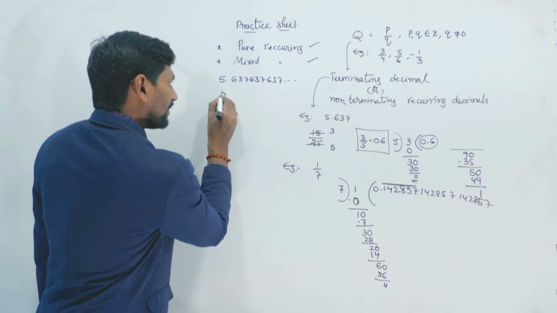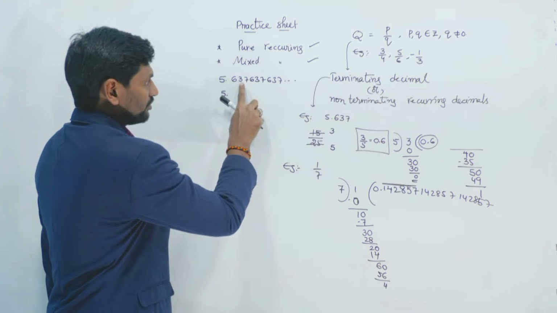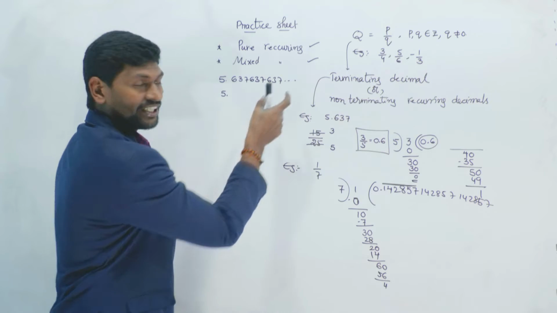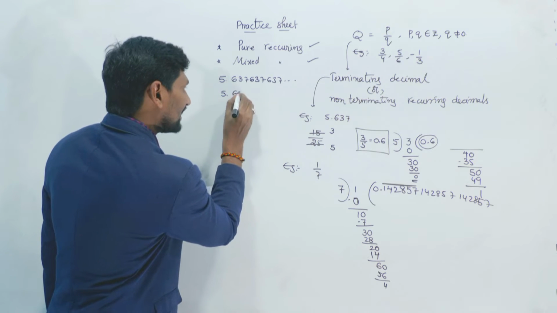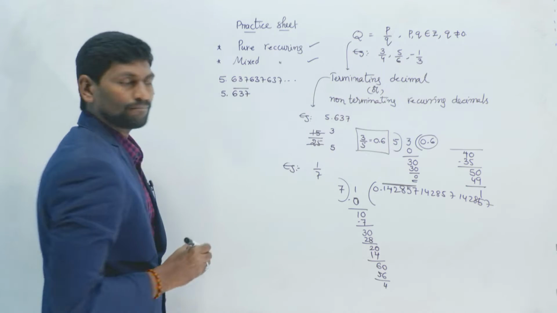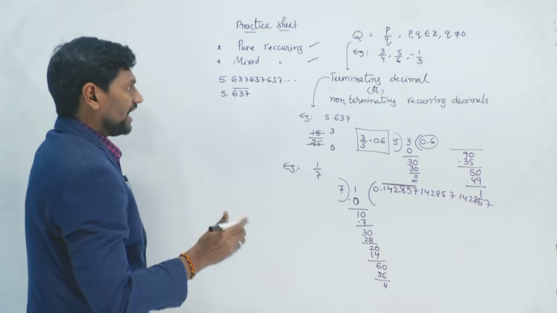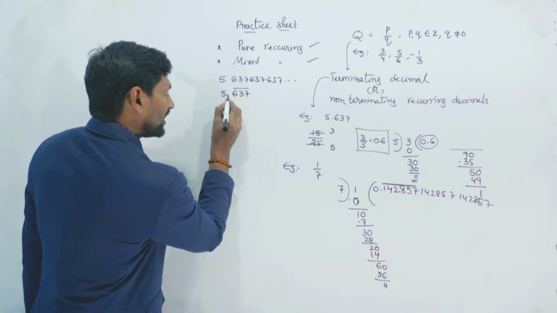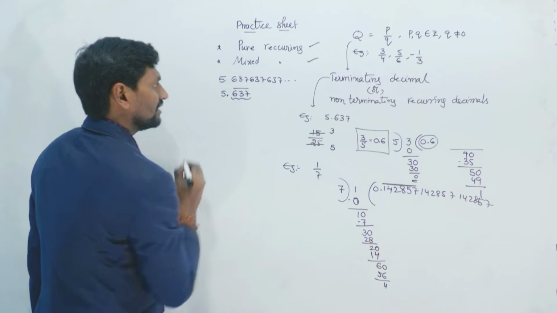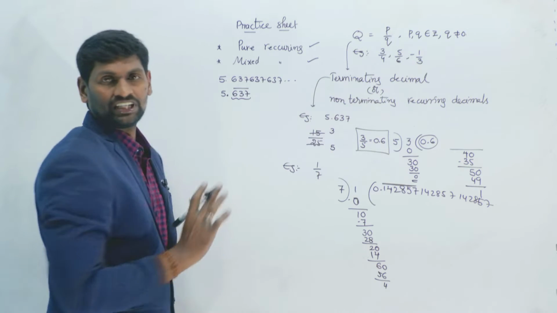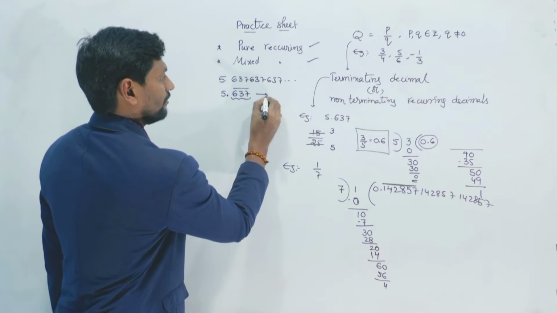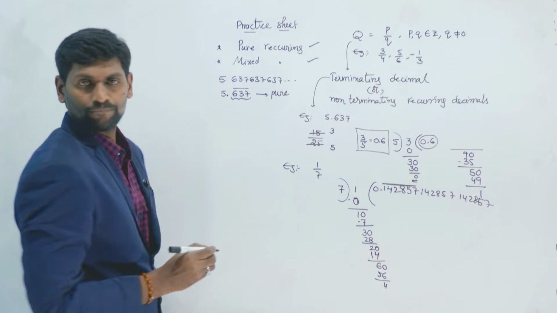So in the place of 637, the digits are repeating continuously now. So we can write that as 637 bar. That means these three digits are repeating continuously, and while you are observing after the decimal point, all the digits are repeating like this. This is called pure recurring.